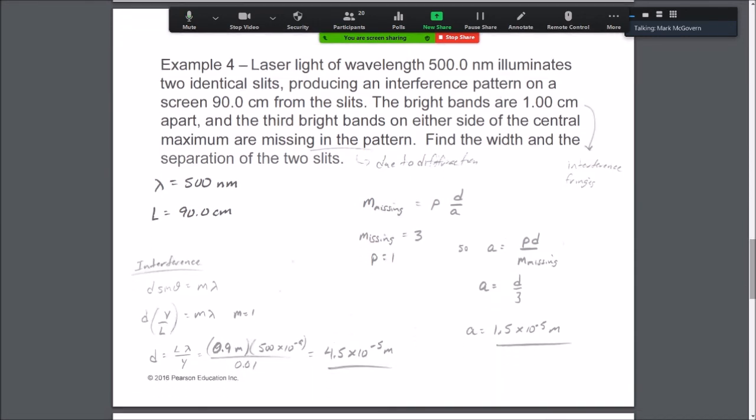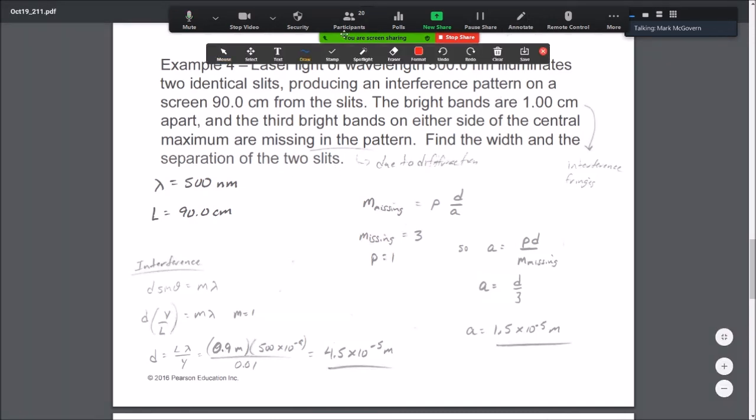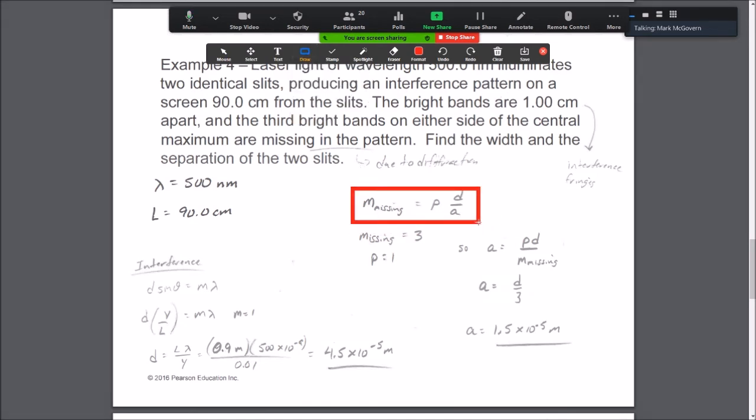All right, we have a 500 nanometer laser light illuminating a double slit. It produced an interference pattern on a screen that is 90 centimeters away. The bright bands are 1 centimeter apart. That's the y values. The third bright bands on either side of the central maximum are missing. That's our missing orders. The missing order is number 3, and that has to equal PD over A.